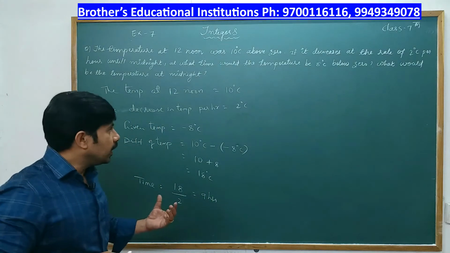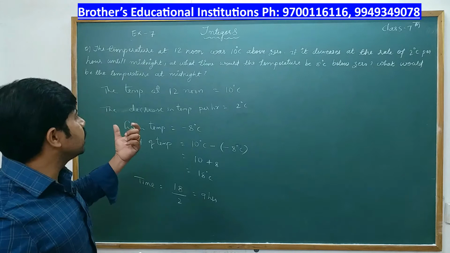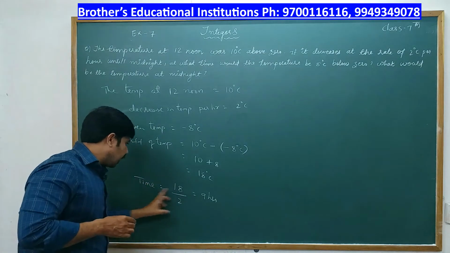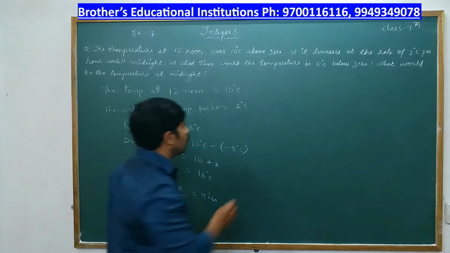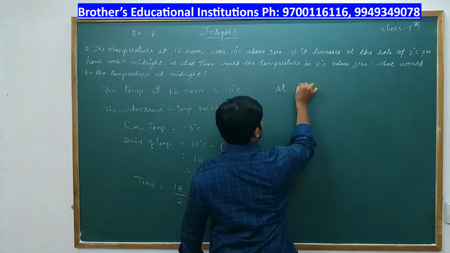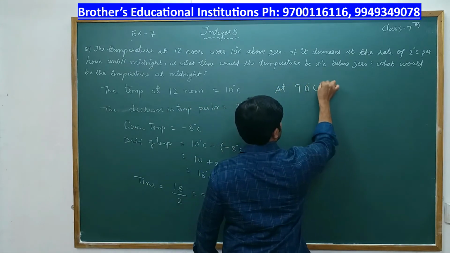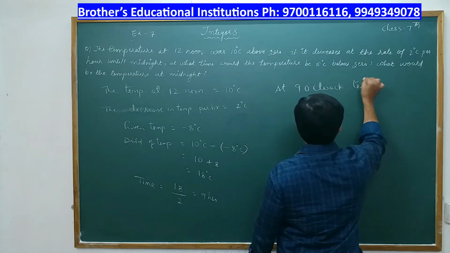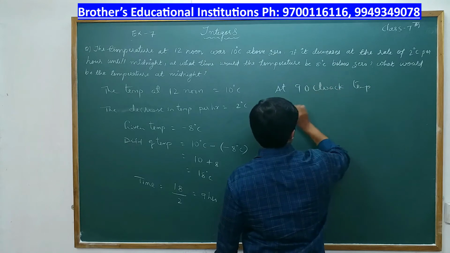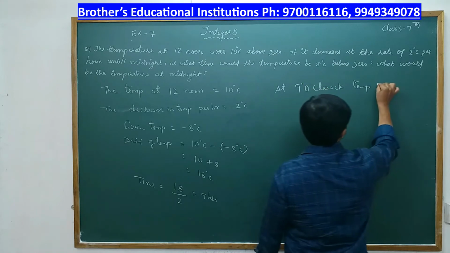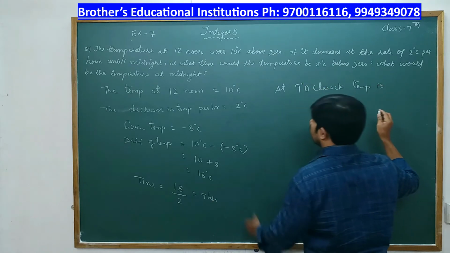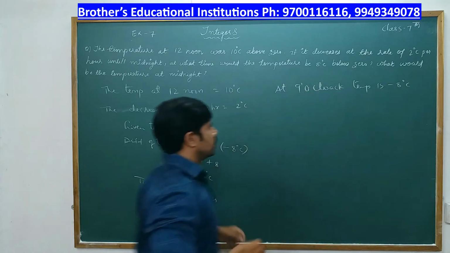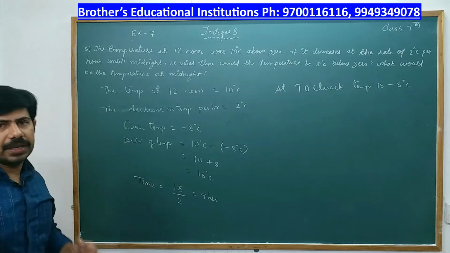The problem itself mentions that it uses the 24-hour clock. So the time we got is 9 hours. So at 9 o'clock the temperature will be minus 8 degrees Celsius.